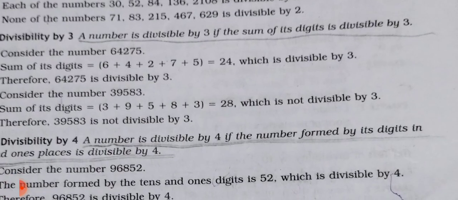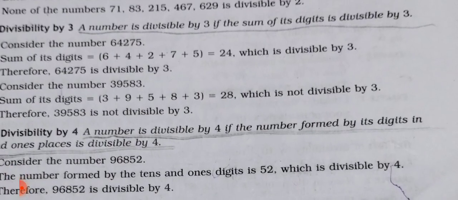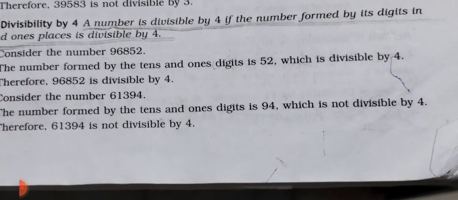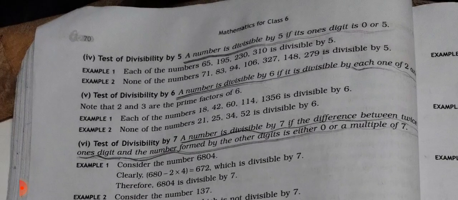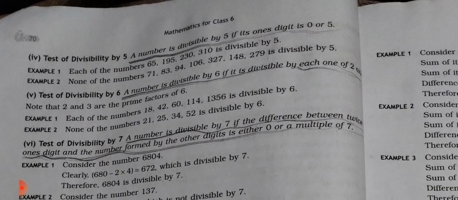A number is divisible by 3 if the sum of its digits is divisible by 3. A number is divisible by 4 if the number formed by its digits in tens and ones place is divisible by 4. A number is divisible by 5 if its ones digit is 0 or 5. Each of the numbers 65, 195, 230, 310 is divisible by 5. None of the numbers 71, 83, 94, 106, 327, 148, 279 is divisible by 5.